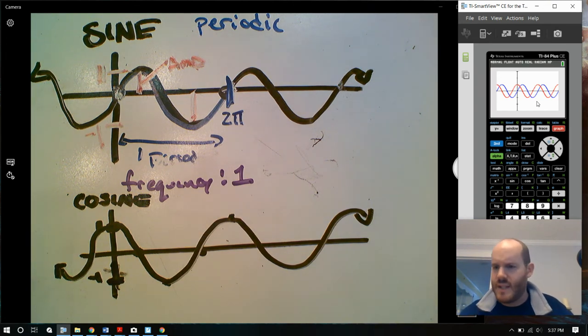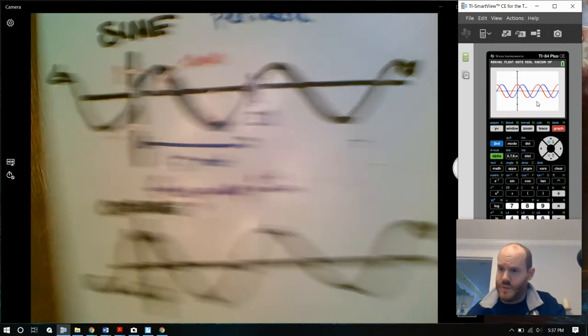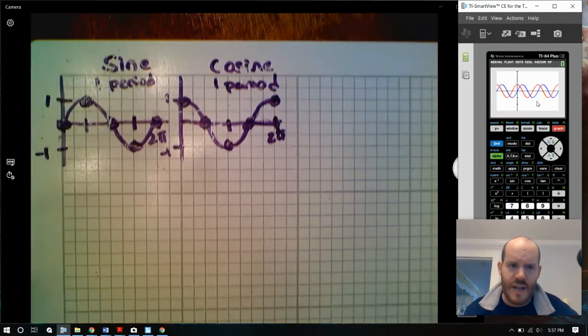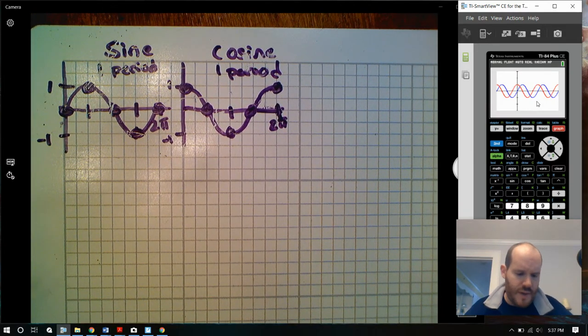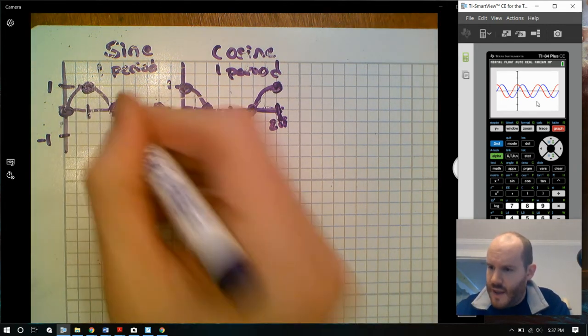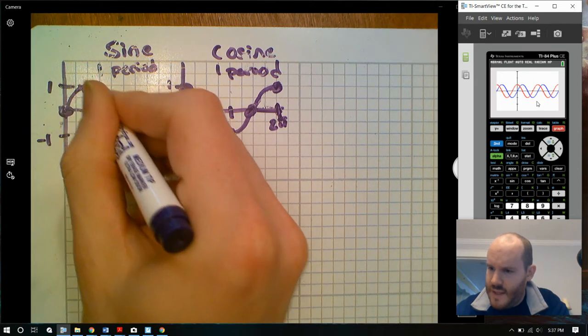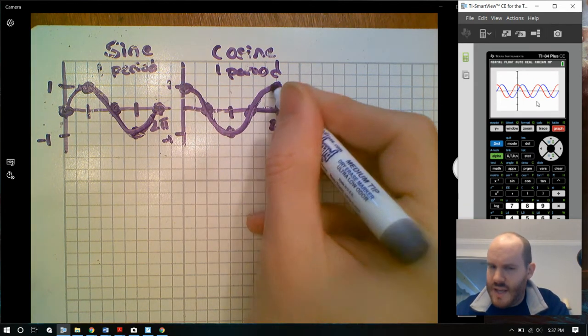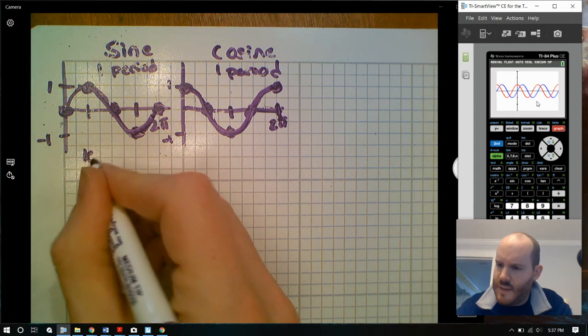To get a better sense of these two graphs, I'm just going to focus on one period of each of them. So I'm going to flip this over. I'm going to look at the graph of sine and cosine, each over one period. And both share the same period of 2 pi. They cover a single cycle over that distance. And there's really 4 key values that each of these graphs pass through. So I'm going to refer to those as the key points.